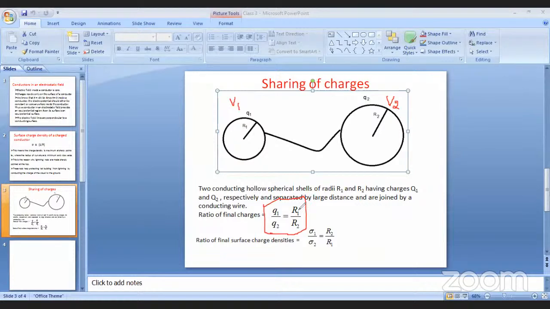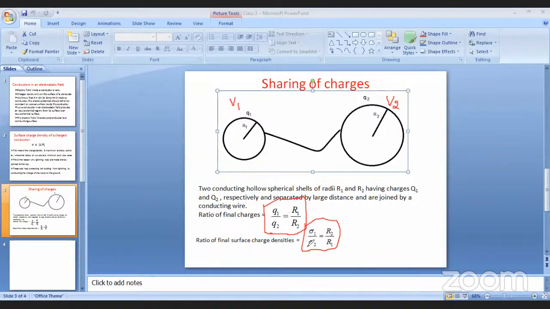This relation is applicable in this case, and the ratio of the final surface charge density on both these spheres is sigma 1 by sigma 2 equal to r2 by r1. You should not confuse both these relations. Here, q1 by q2 equal to r1 by r2 is the ratio of the final charges on both these conductors. Note that only the ratio q1 by q2 is equal to r1 by r2, not that q1 is equal to q2. That is not right. The ratio of q1 and q2 is equal to r1 by r2. This is what the ratio of final charges is all about.